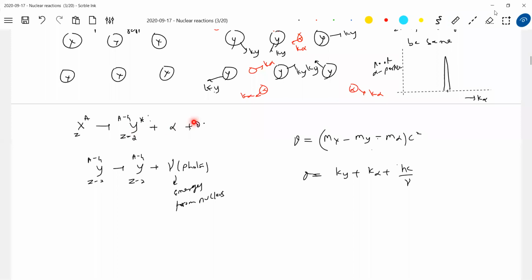This alpha particle will be emitted. Now, for this Q value, you should not write only Q equal to K_Y plus K_alpha. You have to introduce something for this. Some energy will be taken by the gamma photon. The moment the daughter is formed, you'll get de-excitation, then a gamma photon will come. So in the calculation of Q, you have to bring this in. The energy will not be shared only by the kinetic energy of the daughter nucleus and the alpha particle. A part will be converted into the gamma photon.